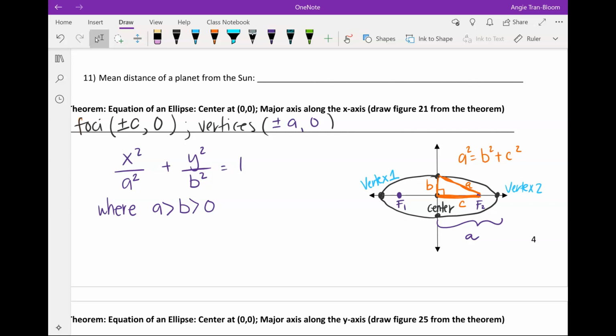If you don't like writing A squared equals B squared plus C squared, oftentimes we're asked to find B squared. So you can write B squared equals A squared minus C squared, or vice versa. Okay? Any question on that theorem? Flip over to our next theorem.